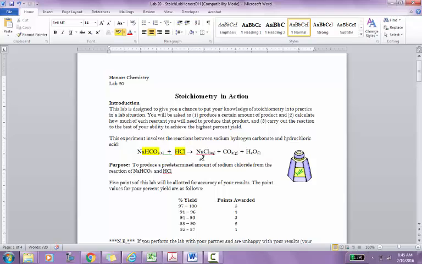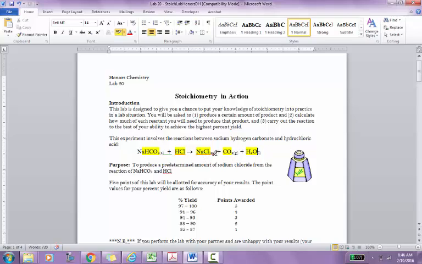And if you take a look at the products, they're rather harmless. They're things like salt, sodium chloride, and carbon dioxide. That's where the bubbles come from. And then some good old-fashioned water. So once the carbon dioxide bubbles away, all you're really left with is salt water.